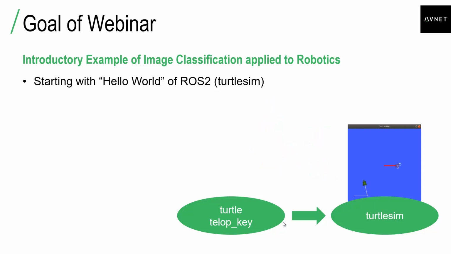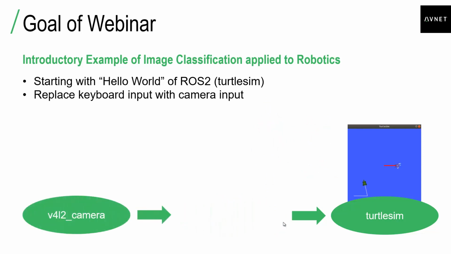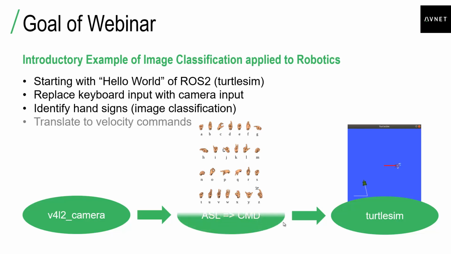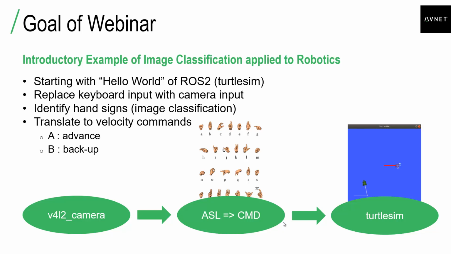So what we're going to do is take this example, remove the keyboard input, and replace that with the camera input. Then we'll analyze the image from the camera input to identify hand signs, which is our image classification, and the subject of this first webinar. Then, in the next webinar, we'll be taking these detected hand signs and converting them to velocity commands, and of course showing how all this integrates into the robot operating system. So to control our TurtleSim robot, we'll use A for advance, B for backing up, L for turning left, and R for turning right.